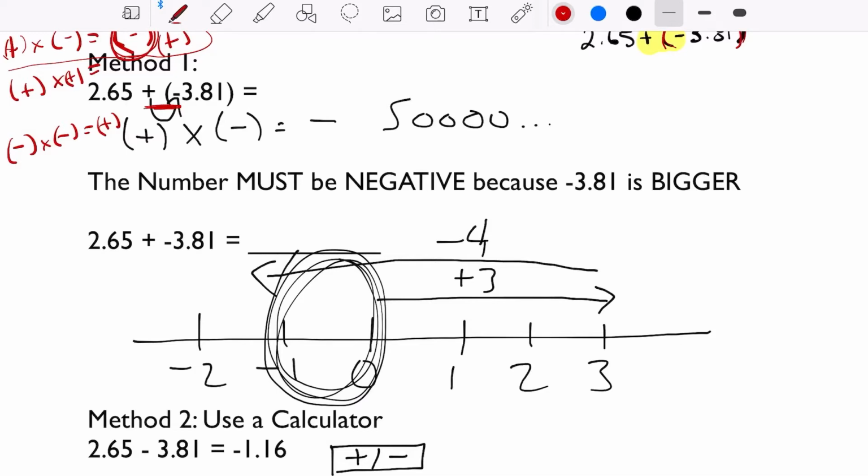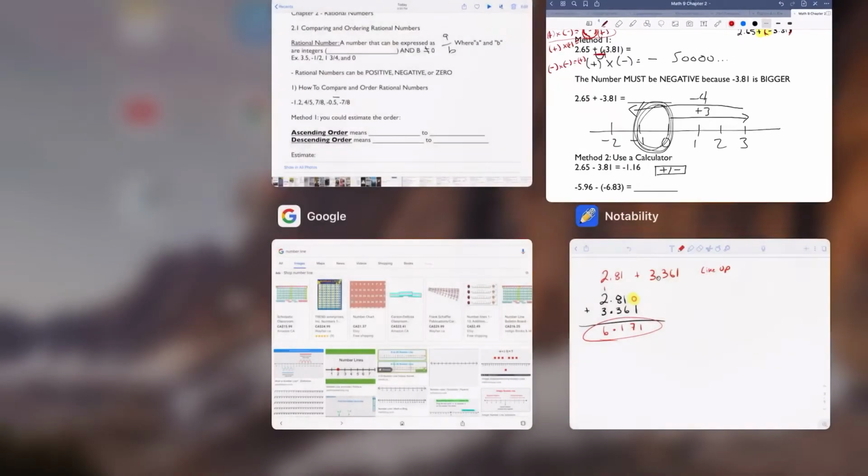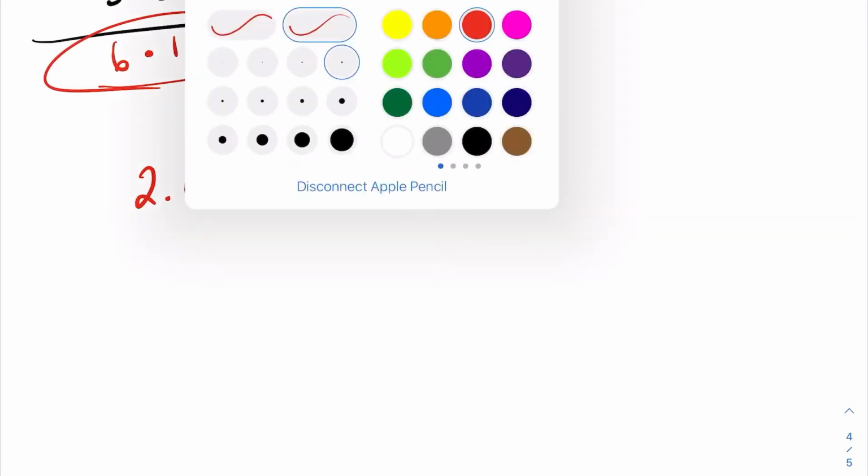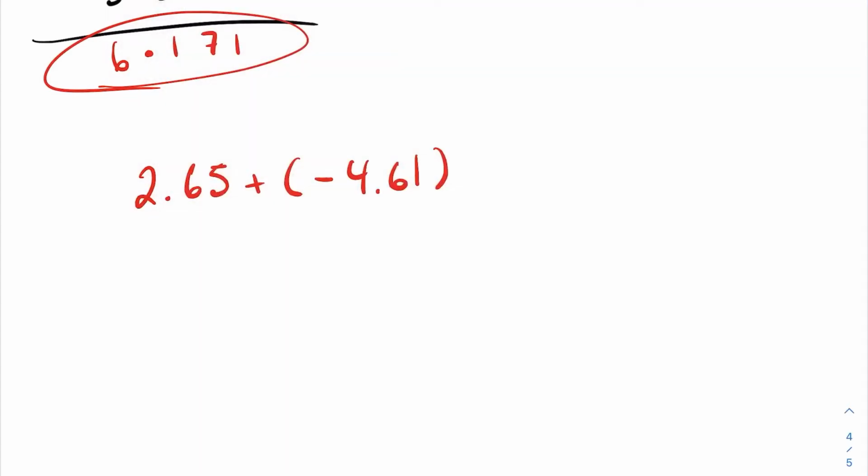So now we're going to go back to Notability and see if we can solve this problem on our own, and I'm going to use a different number. Same scenario, let's do 6.5 plus negative 4.61. I want to look at this from the perspective of doing it without a calculator. What if you have to do this without a calculator?